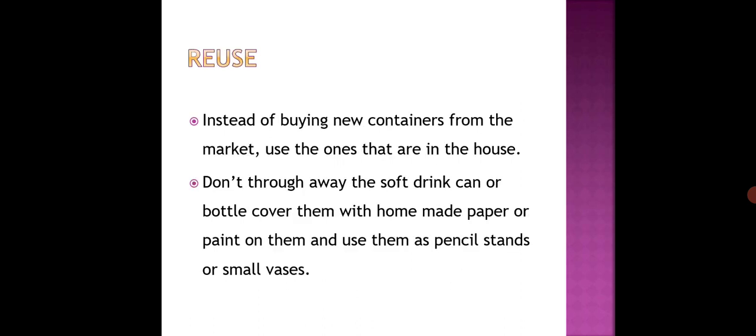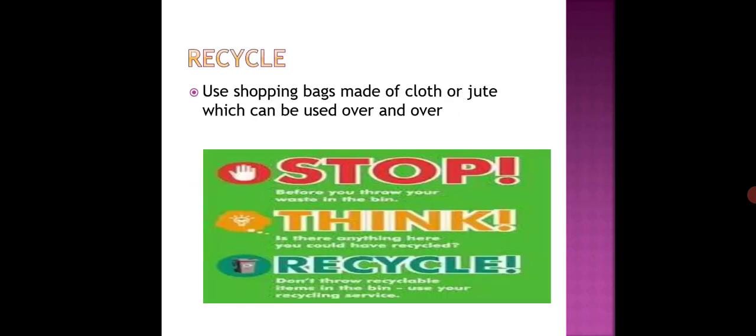Similarly, reuse. Instead of buying new containers from the market, use the ones that are in the house. That is, the container that is already used, we have to use once again. Similarly, don't throw away soft drink cans or bottles; cover them at home with homemade paper or paint on them, and use them as a pencil stand or small vases. So we can make some useful products from the old ones. Similarly, recycle. Use shopping bags made of cloth or jute which can be used over and over.